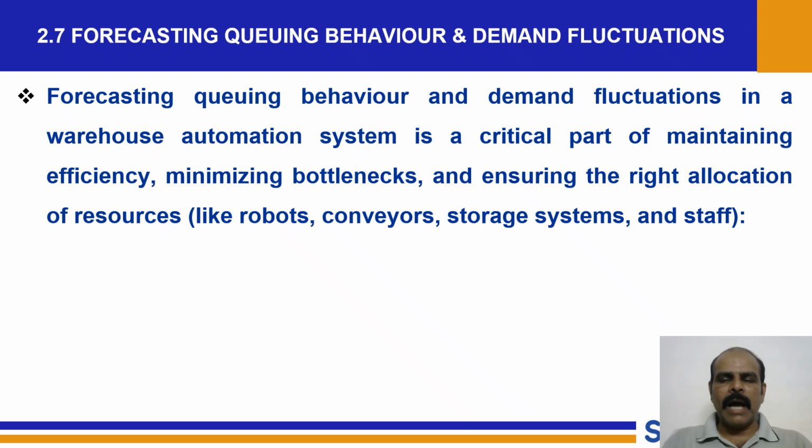With this theoretical understanding, now we'll get into the actual topic. Forecasting queuing behavior and demand fluctuations in a warehouse automation system is a critical part of maintaining efficiency, minimizing bottlenecks, and ensuring the right allocation of resources. Resources here might be a robot, a conveyor, or some sort of mechanism or system, or even a human resource. These are all considered resources. The crucial part here is that the efficiency is going to be affected.